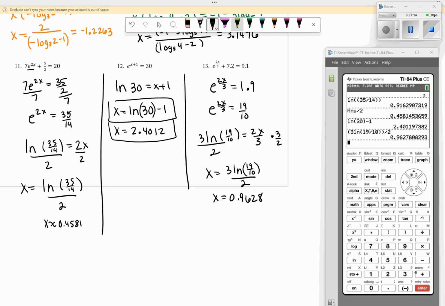Okay, and that is it for solving our exponential equations. And again, of course, remember to plug these values back in to check your solutions to make sure that they are correct. I'm just assuming that you guys can do that on your own.